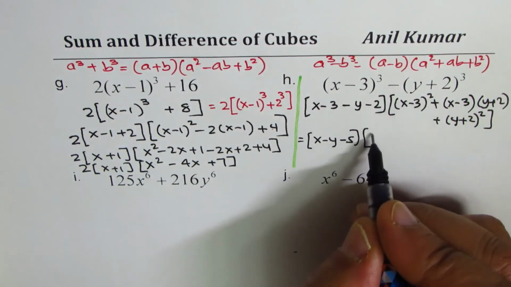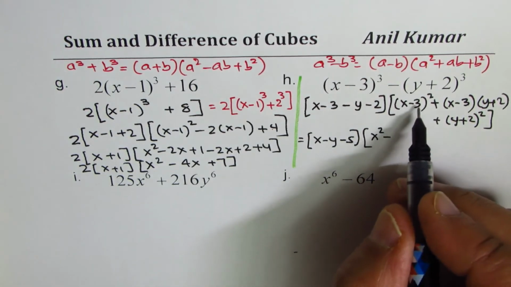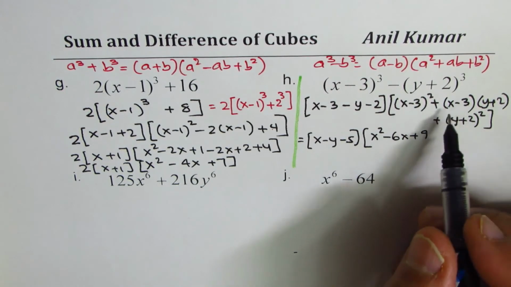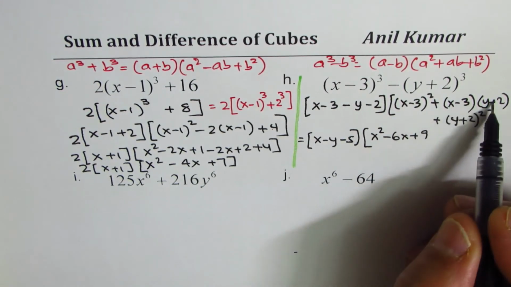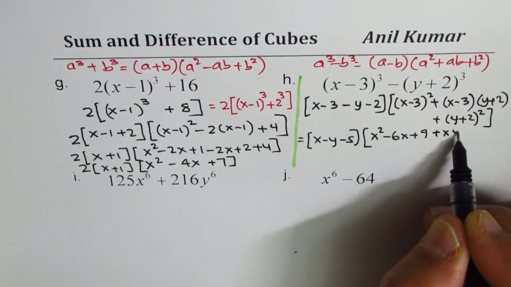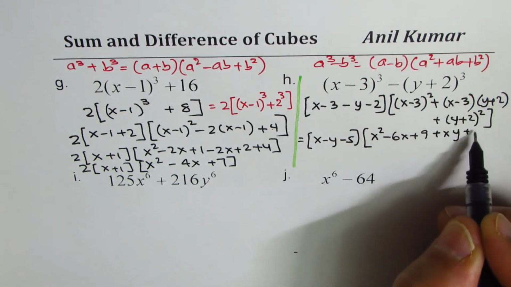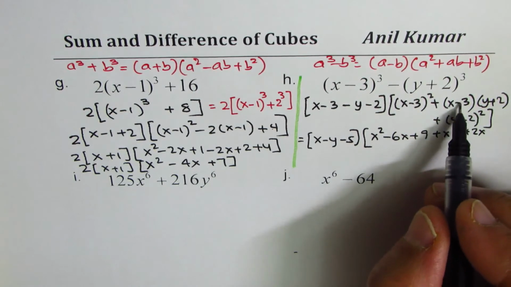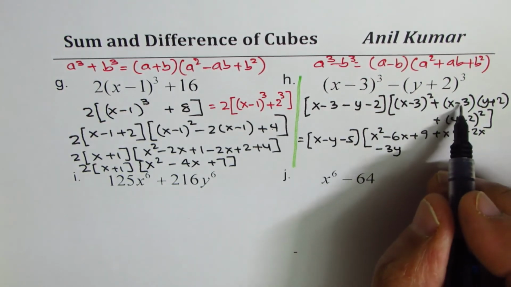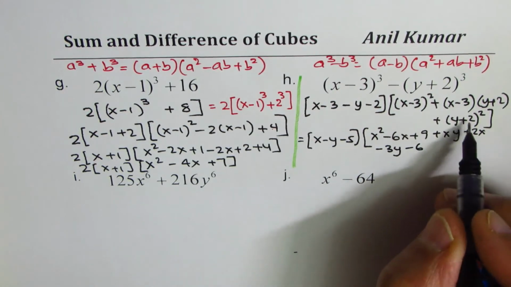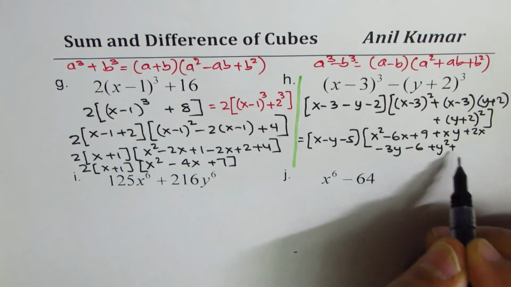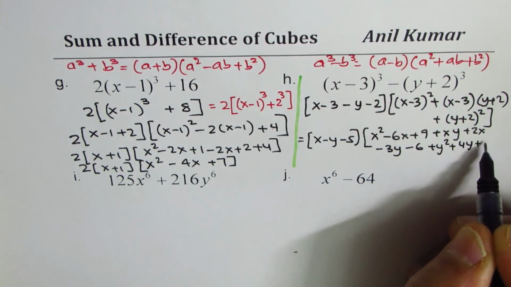Let us expand this. We get x squared minus 6x plus 9. When you expand the product of these two, we get xy plus 2x minus 3y minus 6, and (y plus 2) whole square is plus y square plus 4y plus 4, correct?